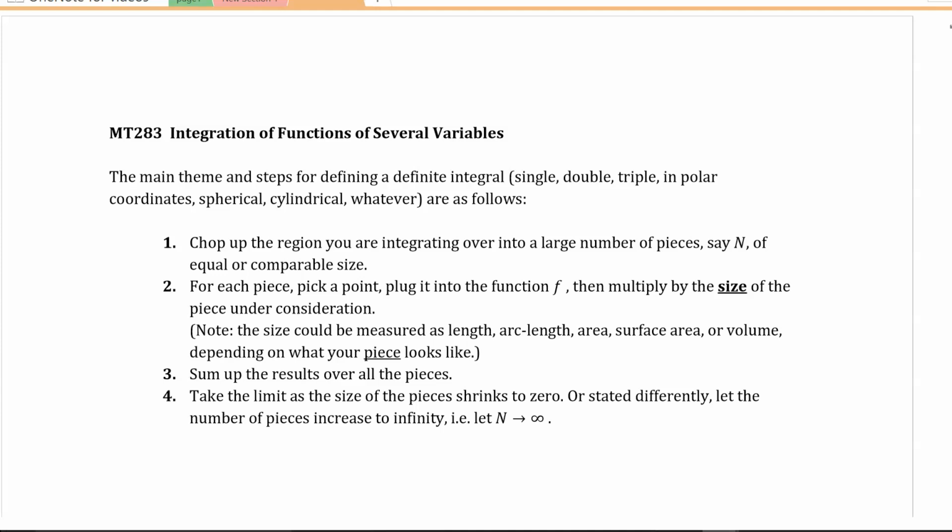In this video, we're going to discuss how to integrate functions of several variables, and we'll focus on integrating functions of two variables. We've got the main theme for setting up a definite integral, and we're going to see this replay itself in the next few weeks for double integrals, triple integrals, and then later on for line integrals and surface integrals.